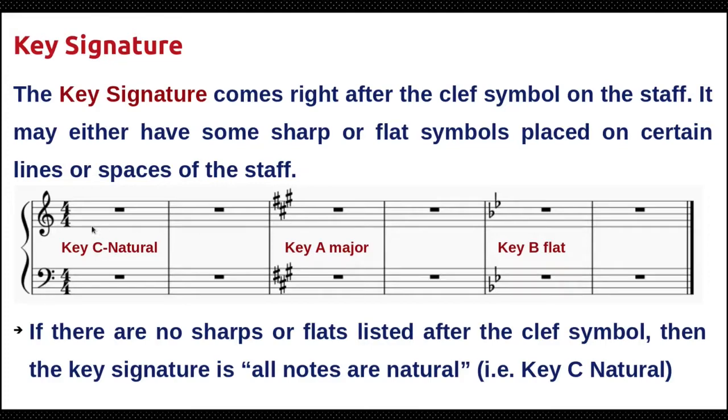Usually if there are no sharps or flats listed after the clef symbol, as is the case of this first measure, then the key signature means all notes are natural, and that is the key of C natural, telling you that no line is raised by a sharp or lowered by a flat. So that's the key C natural. You often find any piece written in C natural, you only find the clef symbol and the time signature. This is the time signature. We're going to talk about time signature in the next video. But when there are no sharps or flats listed after the clef symbol, then the key is C natural. Alright.